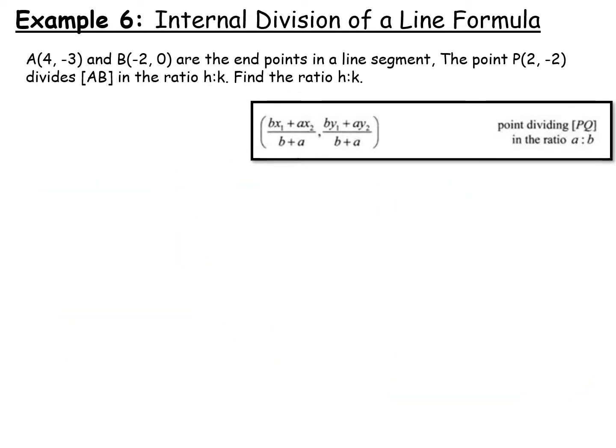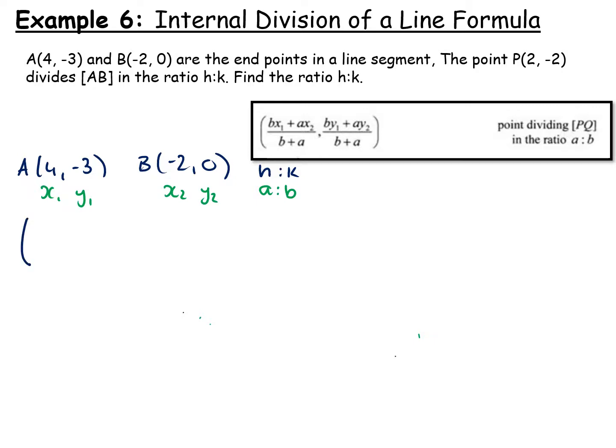So our last example using the division of a line formula is going to be finding the actual ratio. So this time they tell us that A and B are endpoints on a line segment. The point P, which is 2, minus 2, divides it in the ratio h is to k. Find that particular ratio. So we're going to work with this exactly like we've been working so far. We take our two endpoints of the line segment, which in this case is A and B, and we have h, k, which is going to be our ratio A is to B. This is x1, y1, this is x2, y2. We sub into our formula.